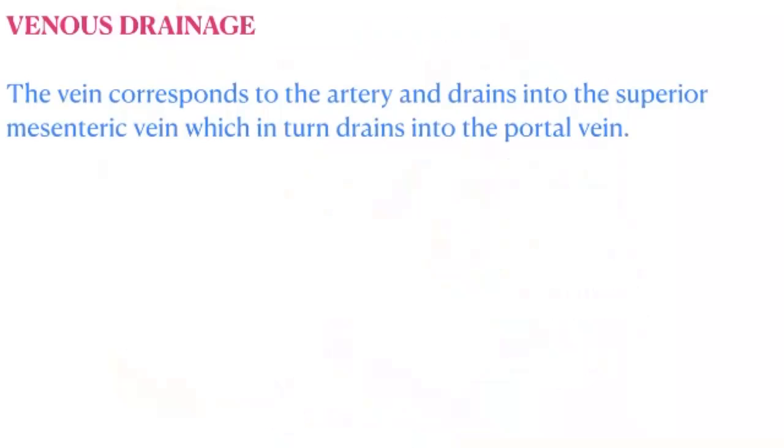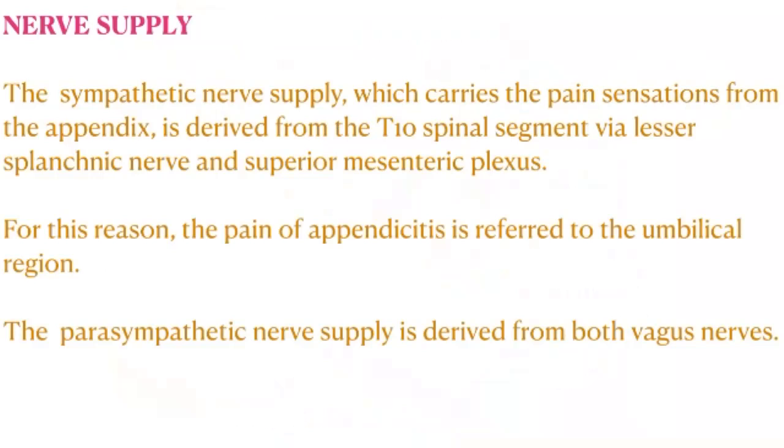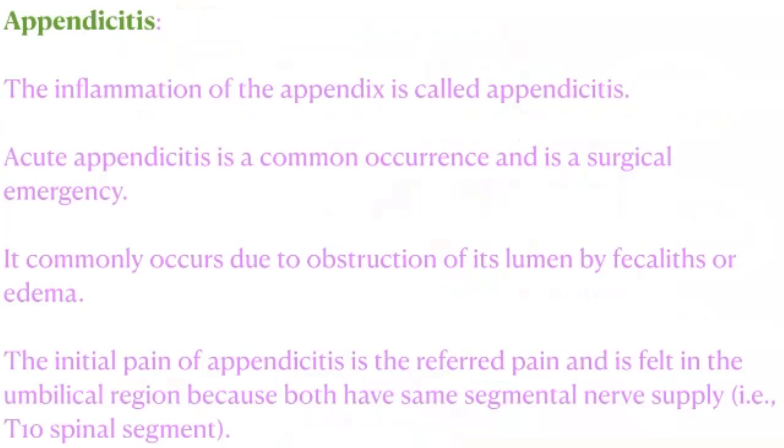Venous drainage: they drain into the superior mesenteric vein, which ultimately drains into the portal vein. The sympathetic nerve supply, which carries the pain sensation from the appendix, is derived from T10 via the lesser splanchnic nerve and superior mesenteric plexus. For this reason, the pain of appendicitis is referred to the umbilical region at first. Parasympathetic supply is by the vagus.